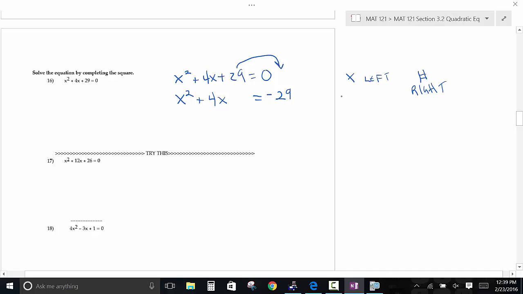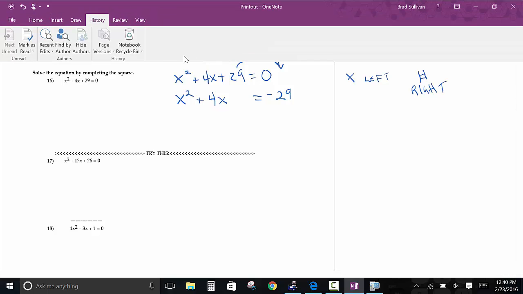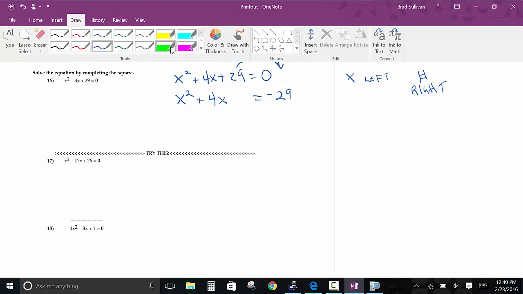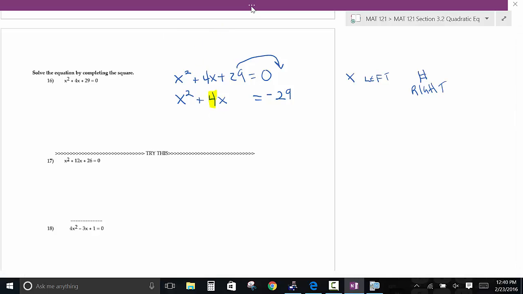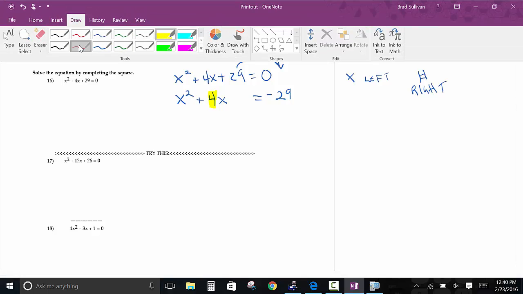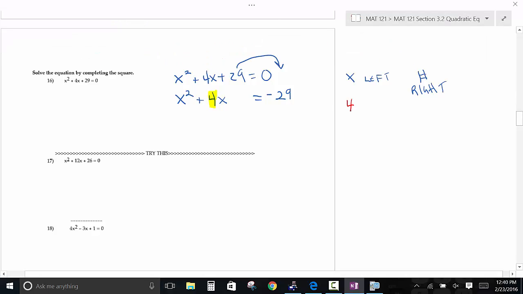Now what you're always really doing in completing the square is looking at the number in front of x. And you do two things with that. You're going to take half of that number and then you're going to square it. So you take that 4, you divide it by 2, so that gives 2. Then you square that. So it's always half of the number, then squared. So now you're going to take that 2 and square it, so you're going to get a 4. That's called completing the square.